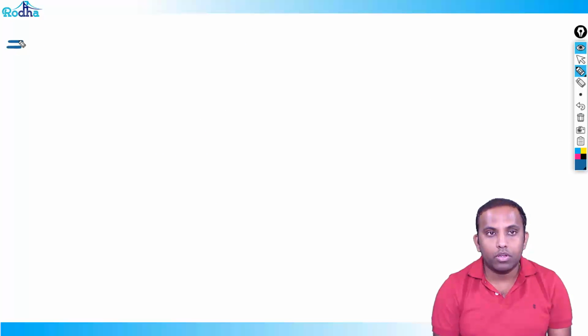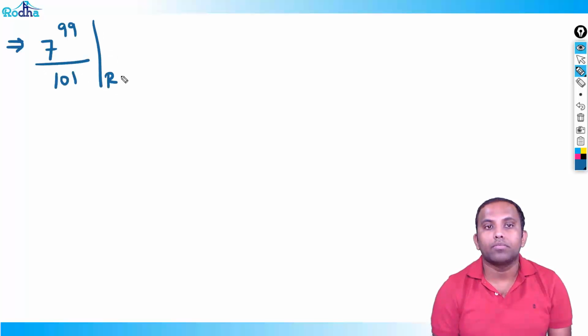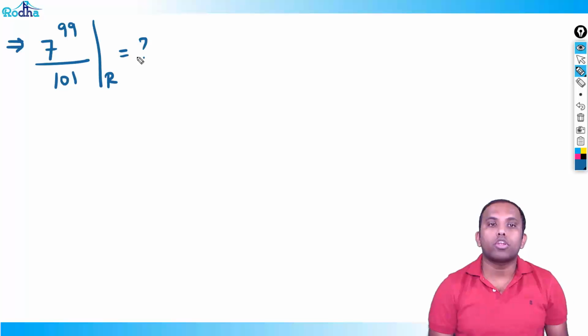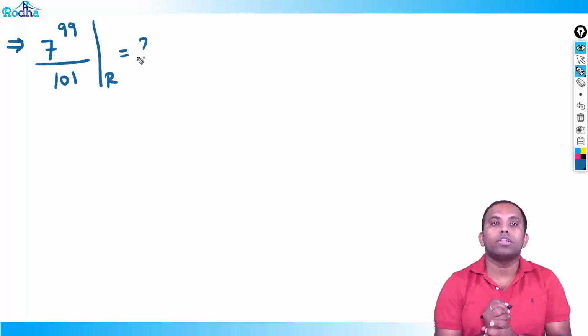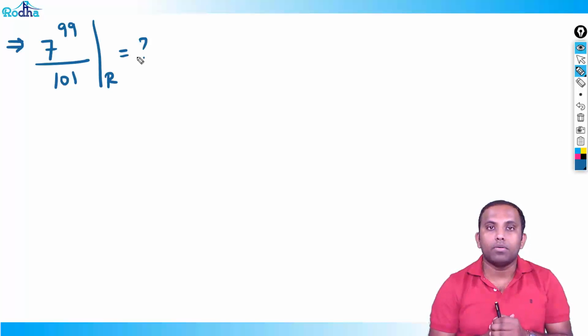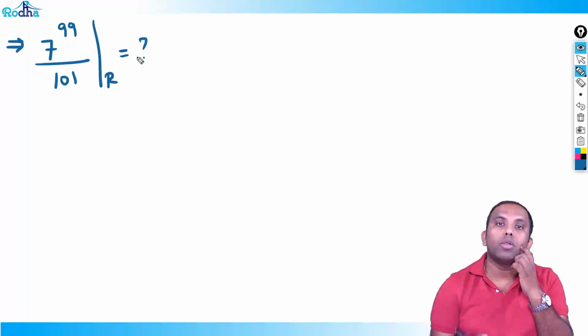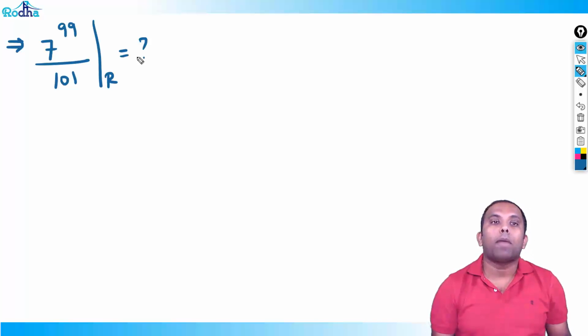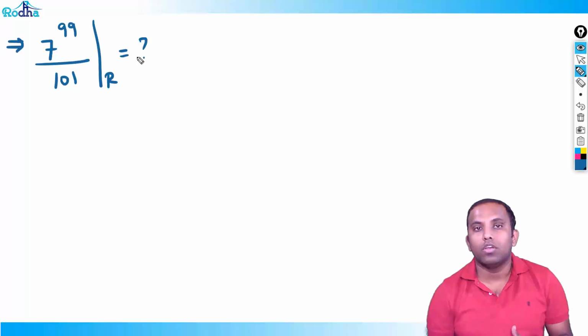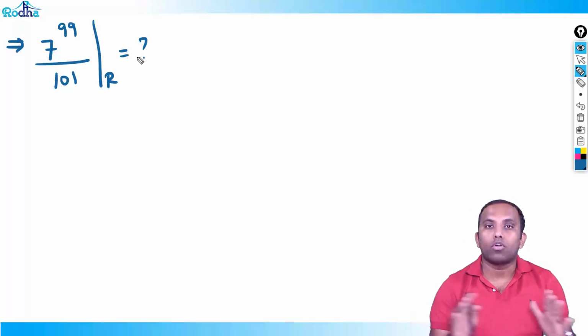7 raised to 99 divided by 101, remainder? Now again a similar question. You can simply observe here that 101 is a prime number and 101's Euler will be 100. And the power is 99. So 99 by 100, again the power is not diminished. So Euler's theorem's purpose is not solved.